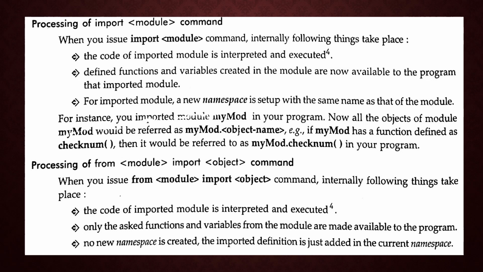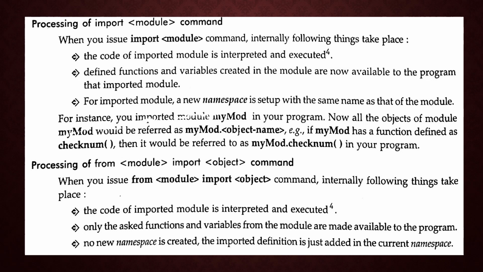So we need the dot operator, or dot notation: module name dot function name. That should be specified. Okay. These are about how to import a particular module and access all the functions or all the objects defined inside that module. In case you are using only one object, only one function from that module, then we can use from module name import object name, like this.